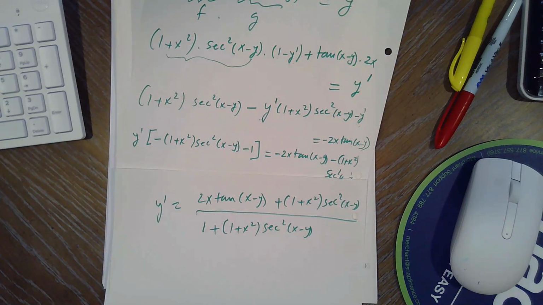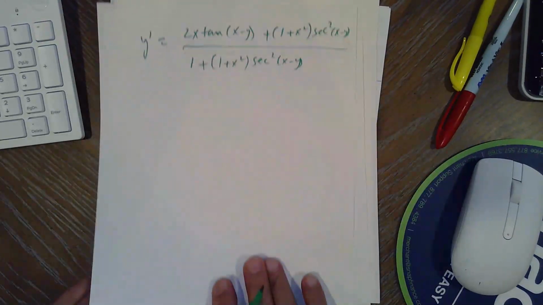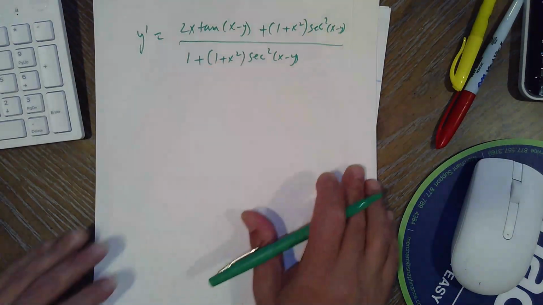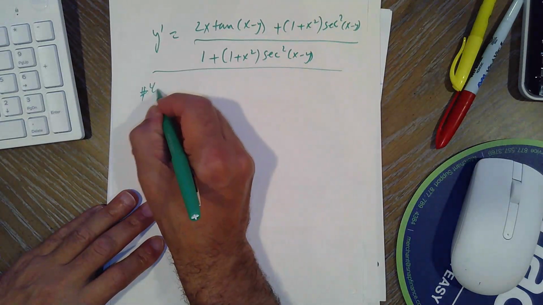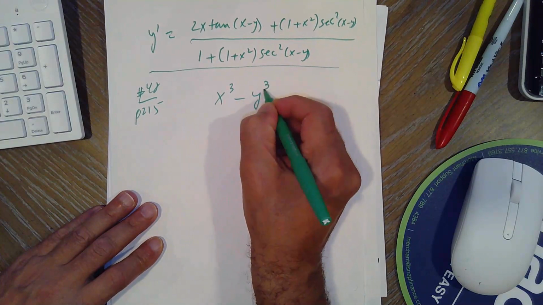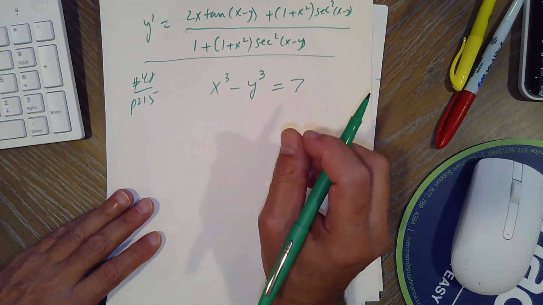Alright. I did 29, that's your homework, so I'm going to leave it. I'm not going to do 29, but it's done in the notes. The next one, the last one that I want to do is 48 from page 215. X cubed minus y cubed equals 7. They want me to find y prime and then y double prime.